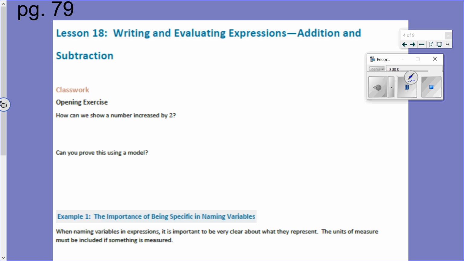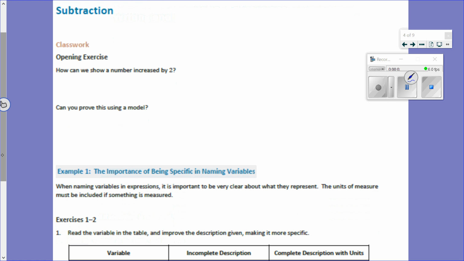Start with just a quick review. So how can I show a number increased by 2? X plus 2. Is everybody okay with that? Who said no? Me. What's wrong with it, Solo? I raised my hand. So what's wrong with this?